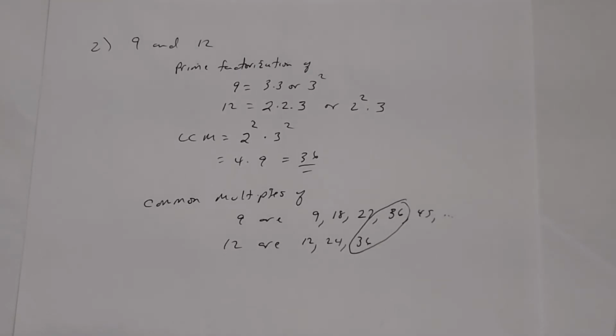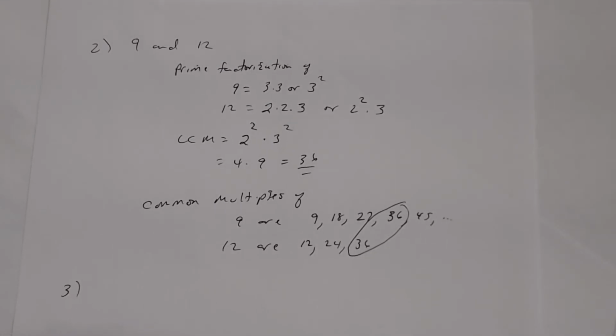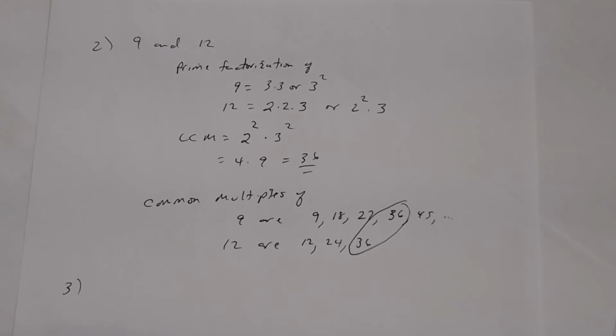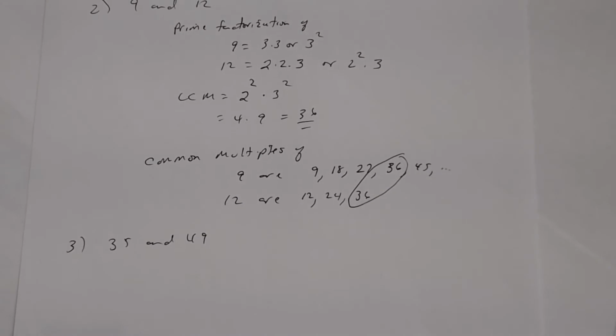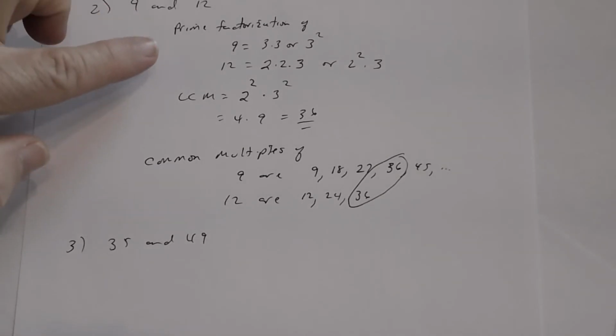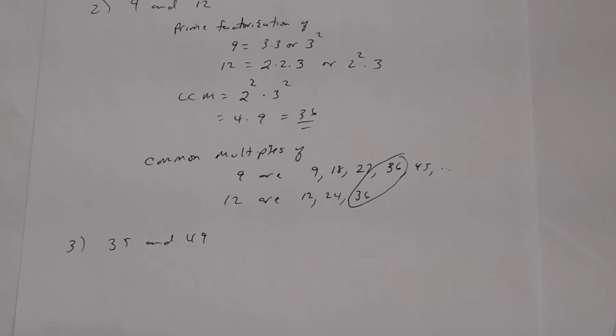Okay, so let's look at number 3. Number 3, let's say we had 35 and 49. So if I look at 35 and 49, probably writing the common multiples of those may not be easy. Maybe it might. I don't know. But what I want to do though is look at this in terms of prime factorization, because I need for you to understand how to find the least common multiple. So let's look at the prime factorization.